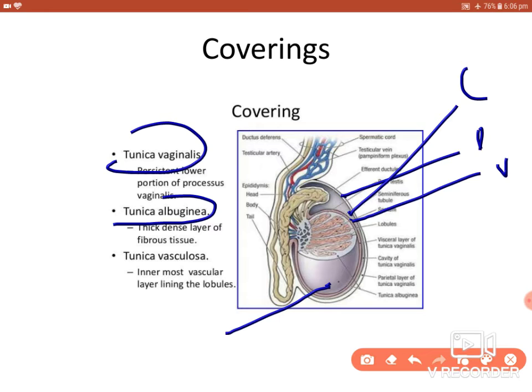And also, while performing sonography in a pregnant woman, this helps to identify the gender of the fetus. So this is the tunica albuginea. It's a dense fibrous capsule, appears white in color. Then innermost, we'll get the tunica vasculosa, this vascular layer which lines the lobules of the testis. So these are the coverings.